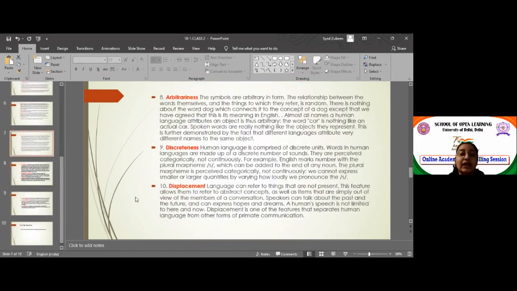Displacement. Language can refer to things that are not present. This feature allows them to refer to abstract concepts as well as items that are simply out of view of members of a conversation. Speakers can talk about the past and the future and can express hopes and dreams. Human speech is not limited to here and now. Displacement is one of the features that separates human beings from other primate conversation.